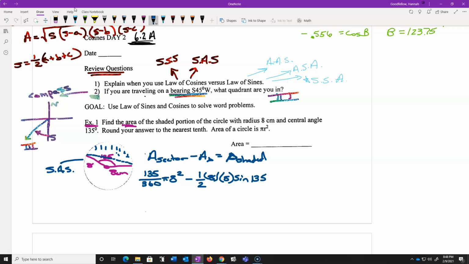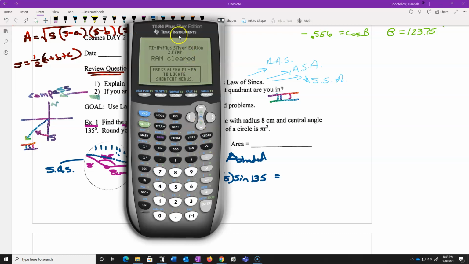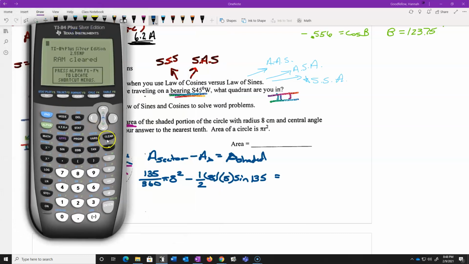Now, ultimately, plug and chug. Let's see whether or not we can get an answer for this. The key here is to just be smart about how you use your calculator and calculate things the correct way. 135 divided by 360. And what you're going to get good at as you go along through your math career is holding on to answers. This is going to be multiplied by 64 pi.